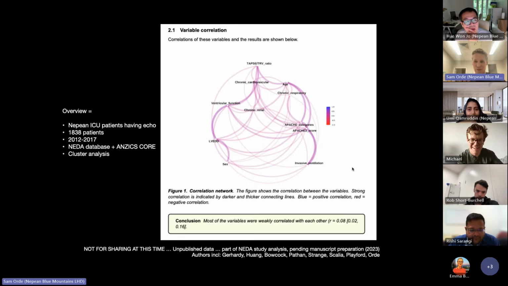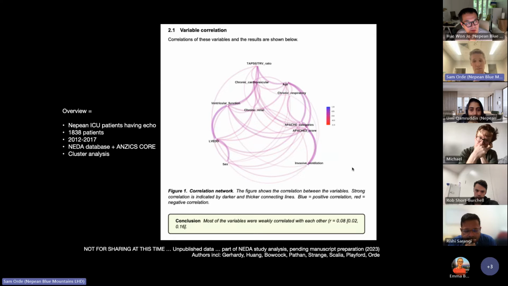I'd like to just share with you something that we've been working on at Nepean. This is very, very unpublished. This is a work in progress. What I want to try and show for you is why this is important, that you need to know about LV size and function. We are working with the National Echo Database of Australia. It's called the NEDA database.